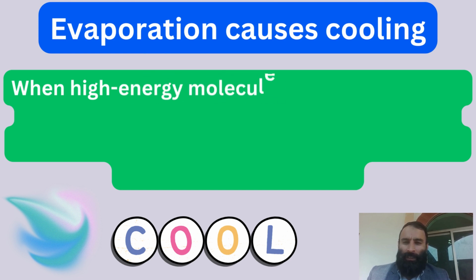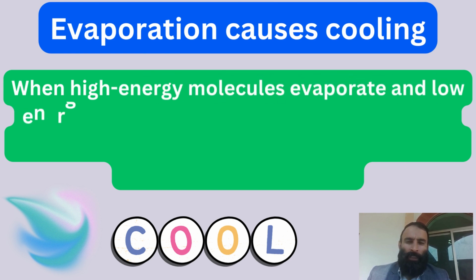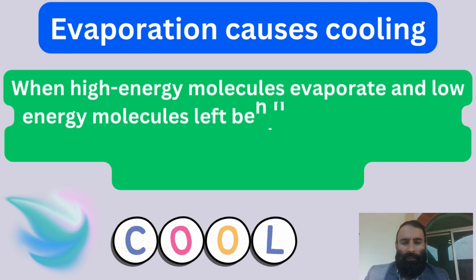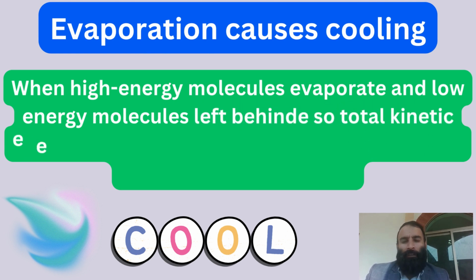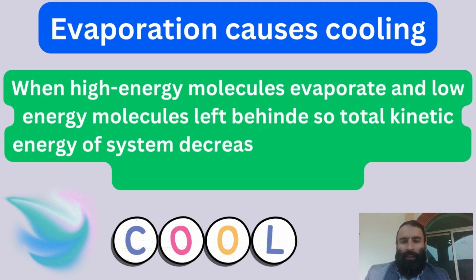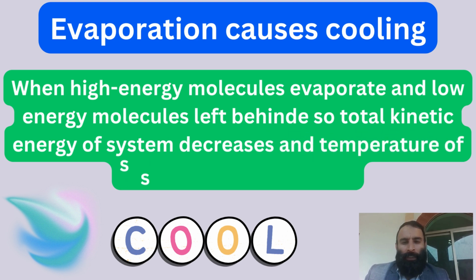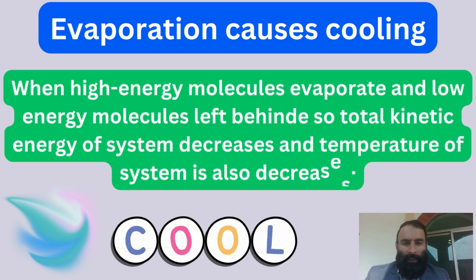The second short question is about evaporation causing cooling, one of the most important and famous short questions. Why does evaporation cause cooling? When high energy molecules evaporate and low energy molecules are left behind, the kinetic energy of the system decreases and the temperature of the system also decreases. Kinetic energy is directly proportional to temperature. So when high energy molecules leave the bulk of the liquid and low energy molecules are left behind, the temperature of the remaining liquid also goes down.